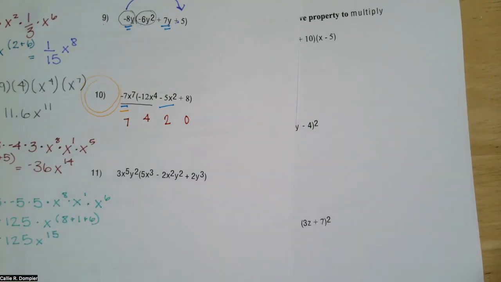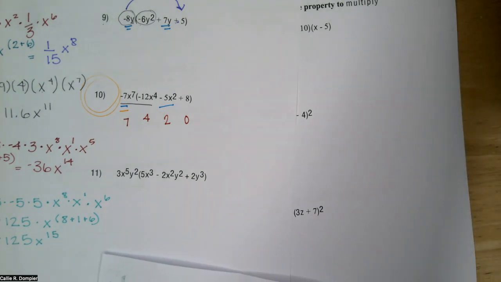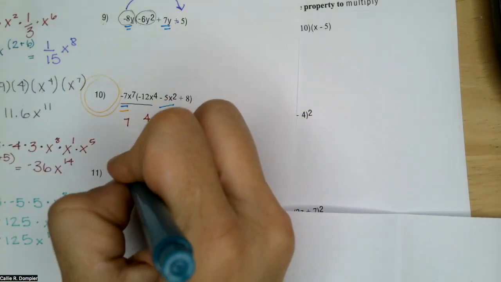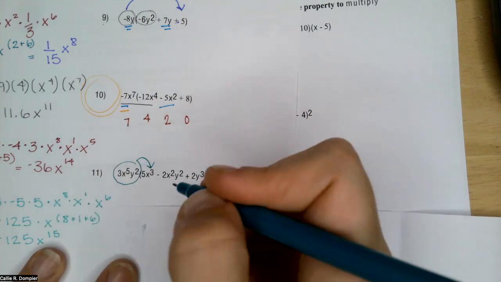It's less likely that we made a mistake if our degrees track with each other, okay? So 3x to the 5th y squared is going to be multiplied by 5x cubed.